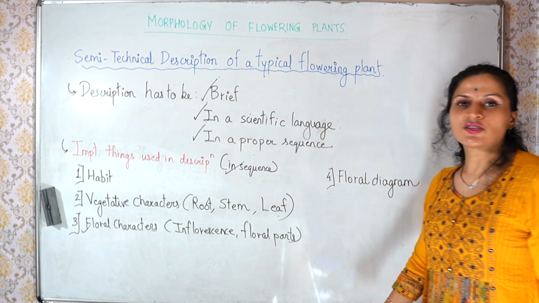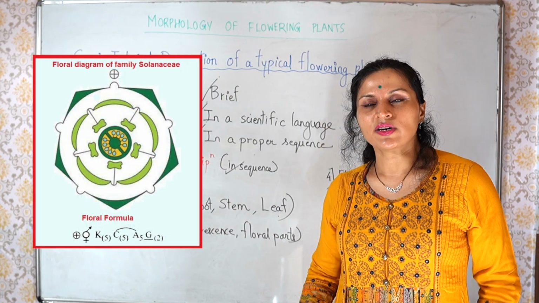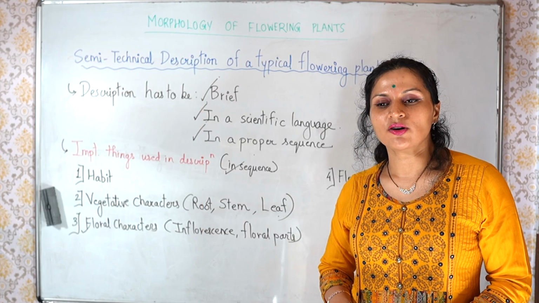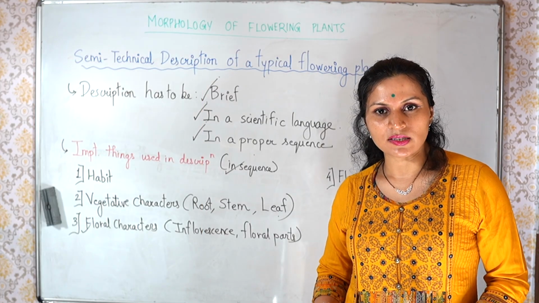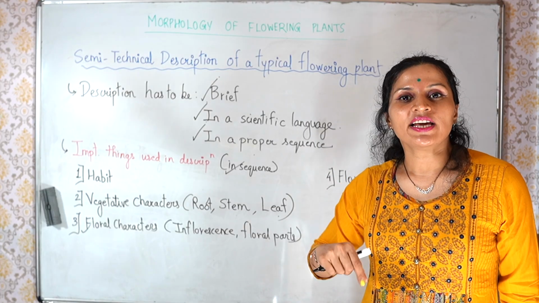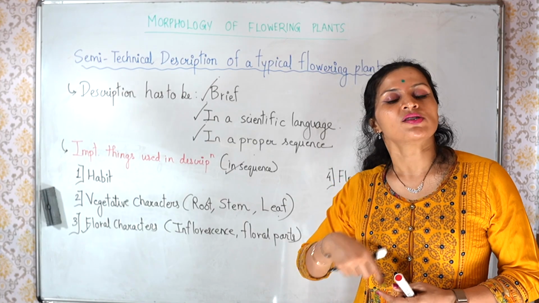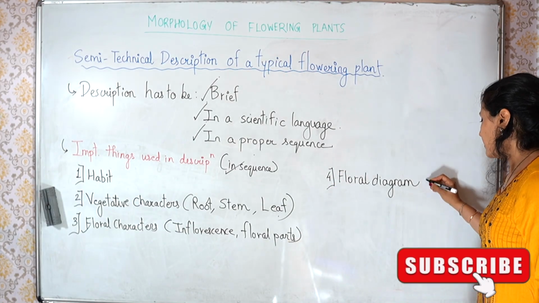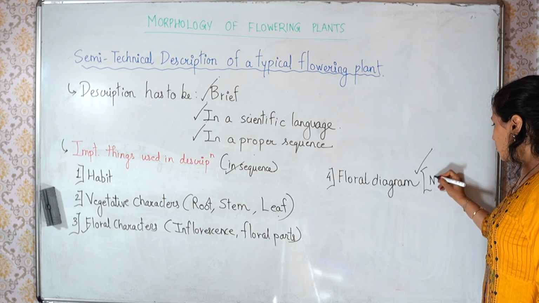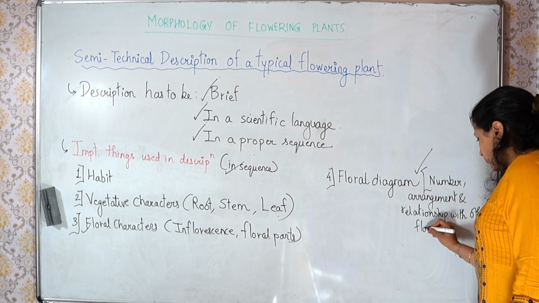The fourth thing that comes in the description is the floral diagram. Each flowering plant can be represented by a diagram. If you look at the floral diagram, you can say so much about its floral characteristics. The floral diagram tells you about the numbers of the floral parts. It tells you about the arrangement of the floral parts and the relationship of the floral parts with the other floral members or the members within the same whorl. So floral diagram, this is important, what I'm writing in bracket: it tells you about the number, arrangement and relationship with other floral parts.